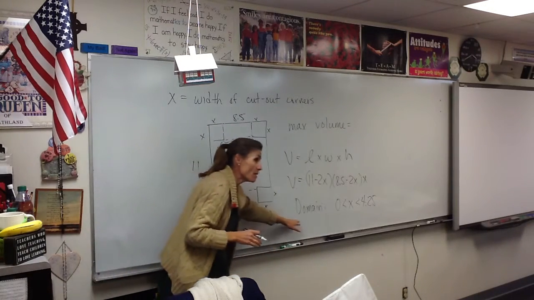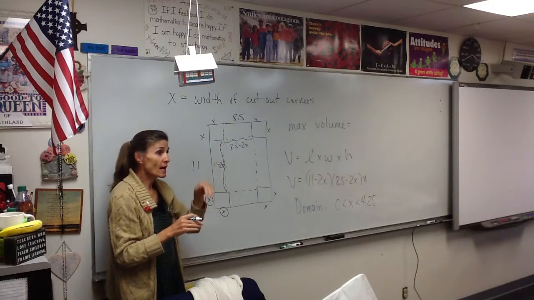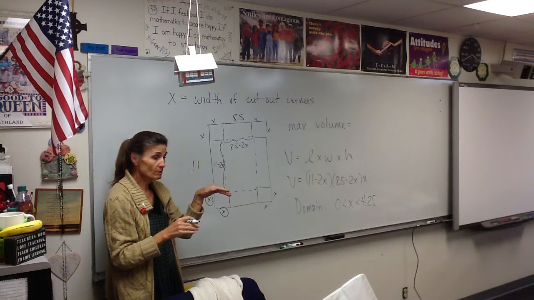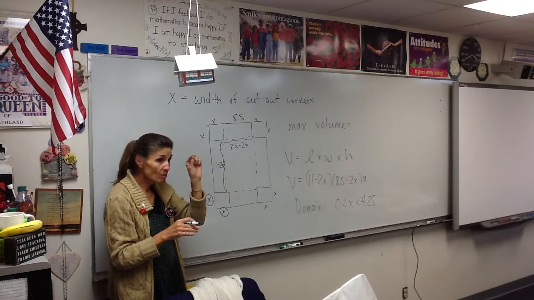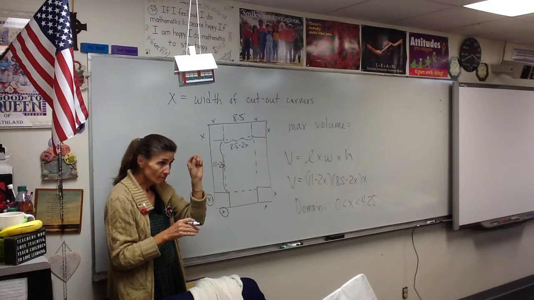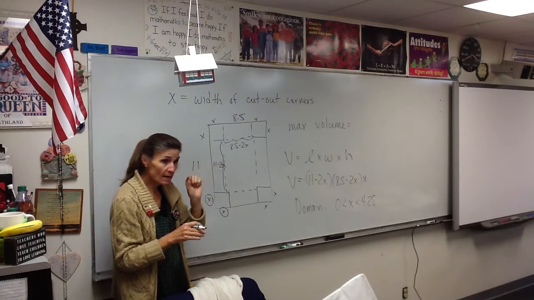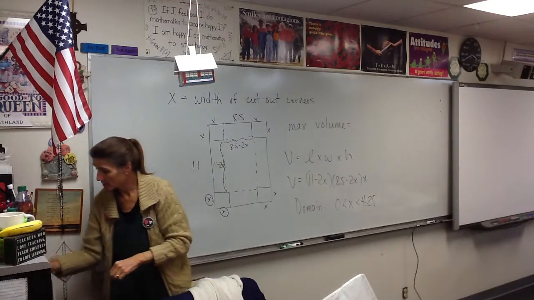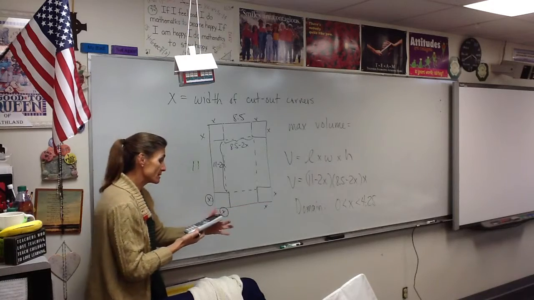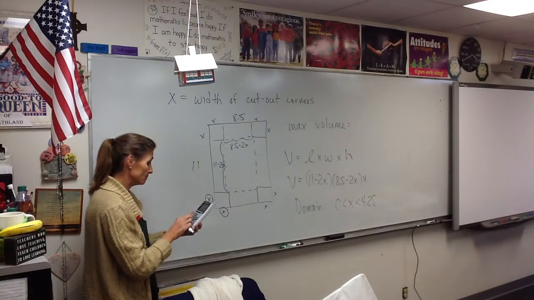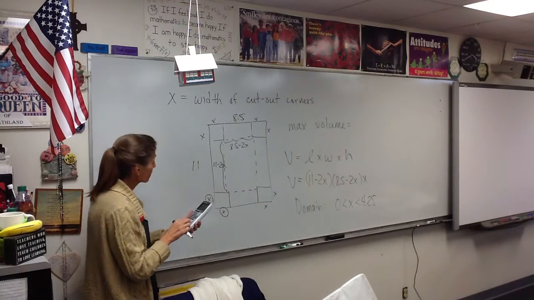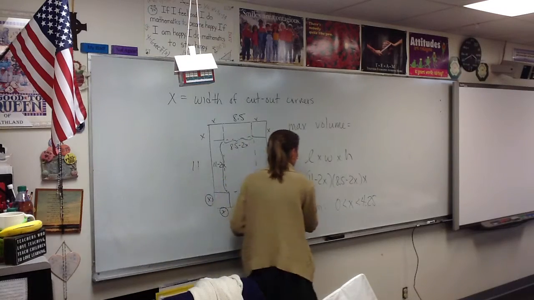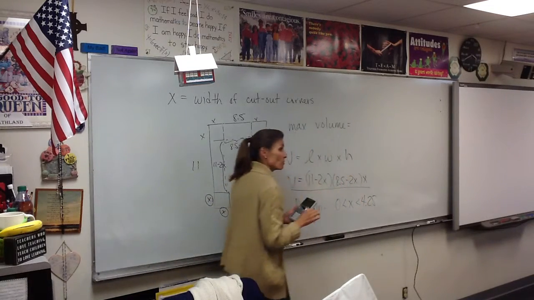So this is my domain, which means when I go to my calculator, X min will be 0 and X max will be 4.25. All right, so here we go. Let's see if we can find the maximum volume of the box. You can put this equation in just like it is. Just make sure you put parentheses.